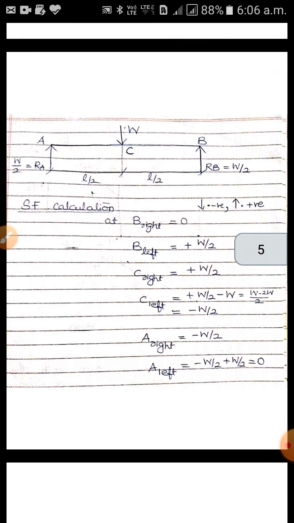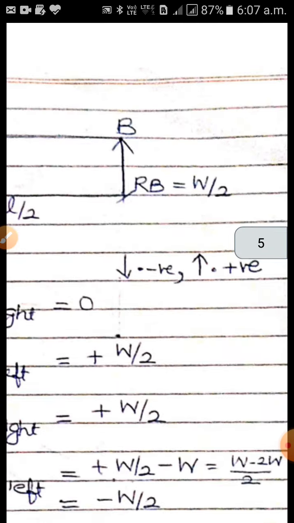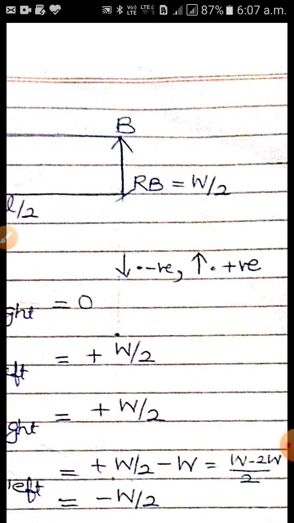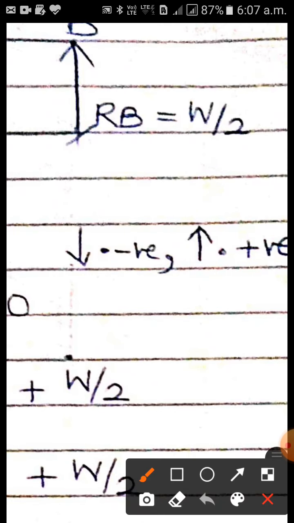Now after we calculate the reactions, mark the value of RA equal to W by 2, RB equal to W by 2 on the beam, and now we'll have the shear force calculation. So shear force calculation, B right. The sign convention followed as always: downward negative, upward positive. So that we are going to follow. So we'll start.